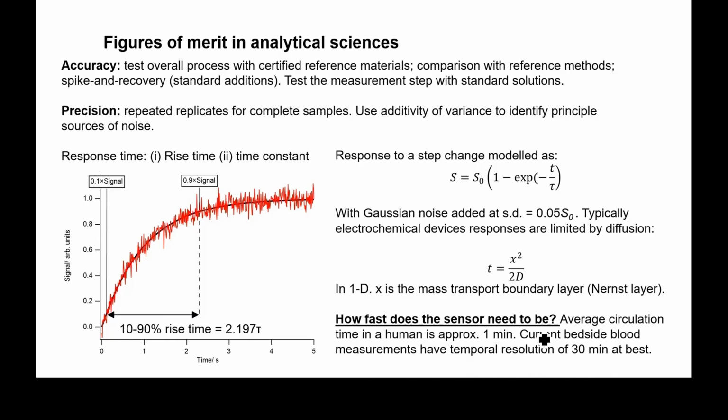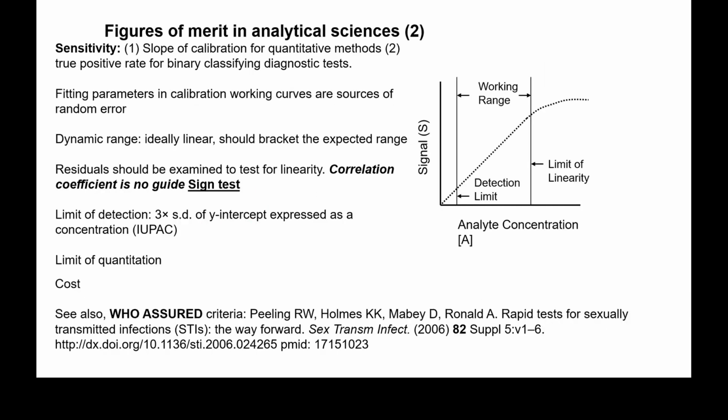So we can get order of magnitude improvements simply by having a sensor at all compared with the current situation. So it's definitely worth doing. What else do we need to know about? What's our dynamic range, or our working range?